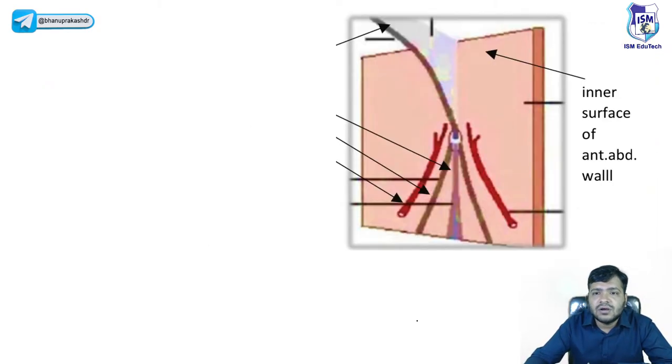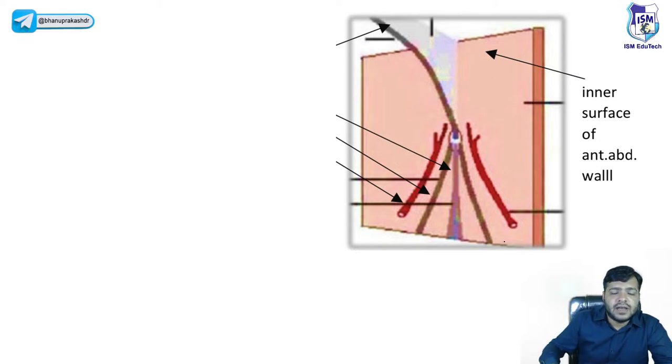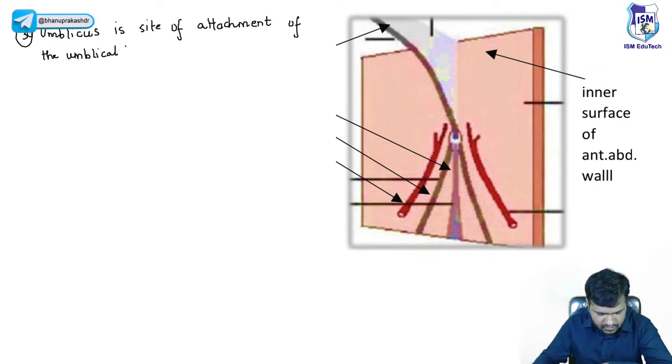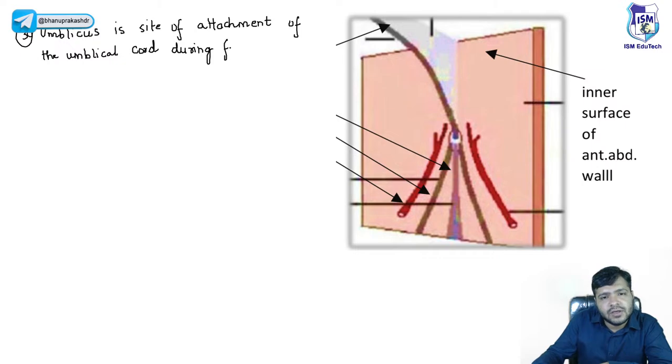ओके, नाउ द थर्ड पॉइंट गाइस, द थर्ड पॉइंट दैट यू हैव टू मेंशन, दैट अम्बिलिकस इज साइट ऑफ अटैचमेंट. ओके, इट इज द साइट ऑफ अटैचमेंट ऑफ द अम्बिलिकल कॉर्ड ड्यूरिंग फीटल लाइफ, राइट? That has already been discussed in the embryology part, right?